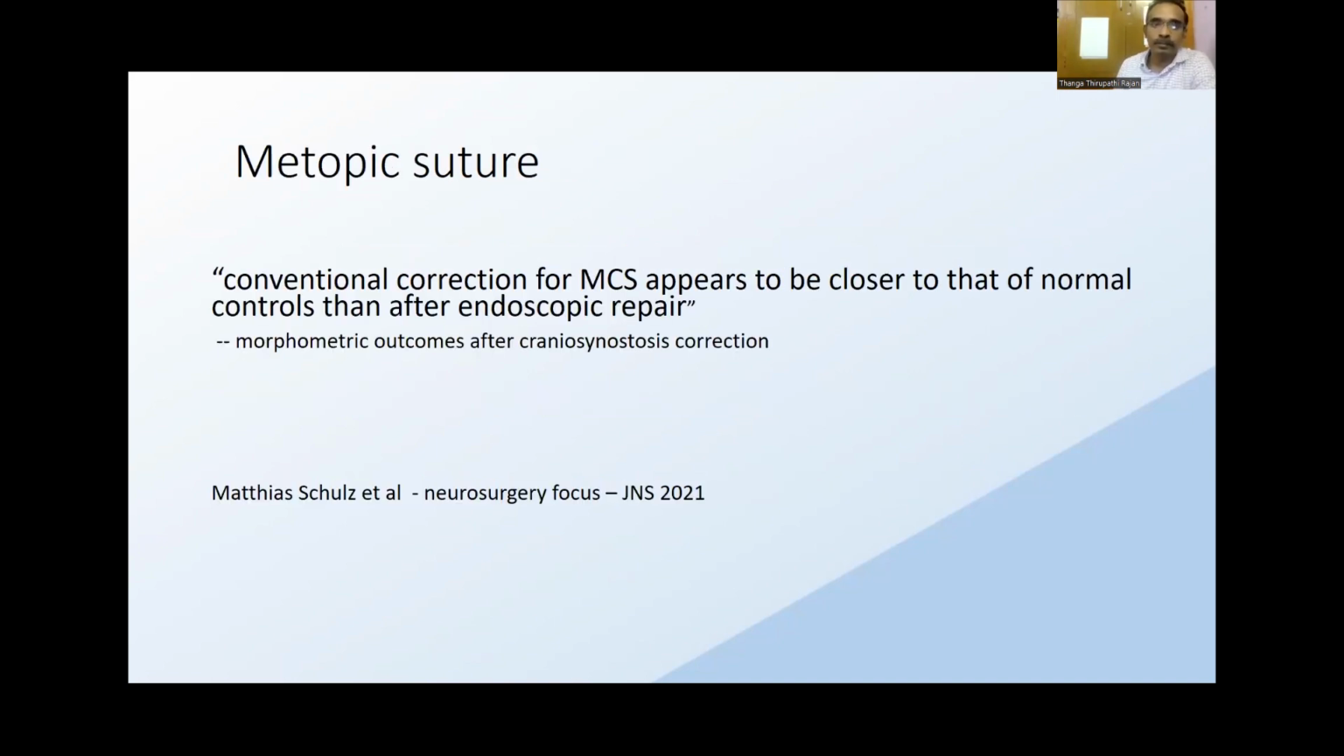Then the metopic suture. Here the conventional surgery is much superior to endoscopic repair. The correction of the face and the morphometric outcomes of the forehead, eyebrow, and orbit are much better with open correction, because most of the time we have to do a fronto-orbital advancement, which is not possible endoscopically. The fronto-orbital plate advancement is the most important thing in metopic suture correction. This is what was reported in a Neurosurgical Focus paper. So in metopic suture, open correction is much better.